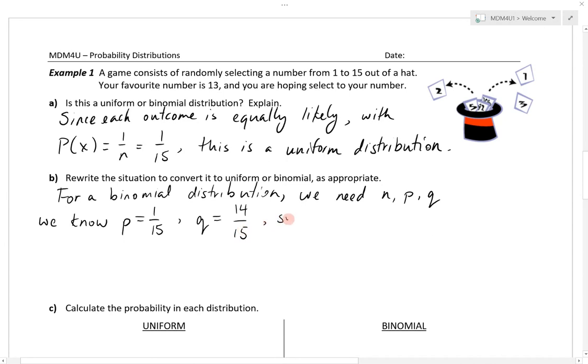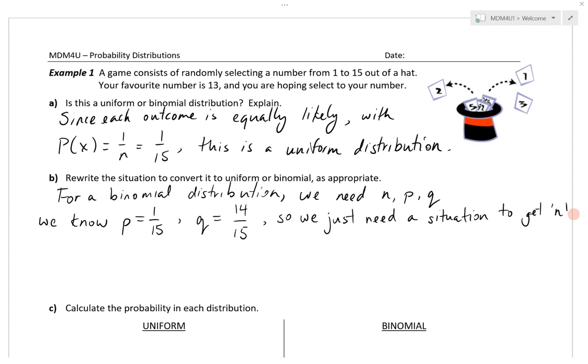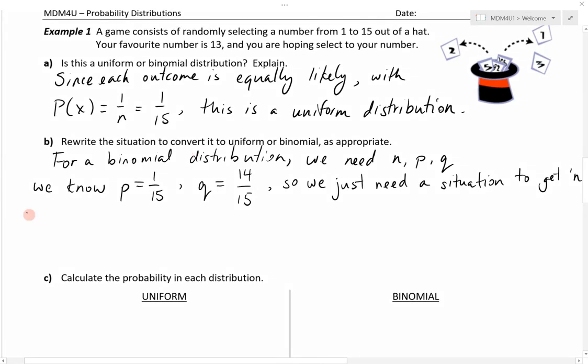So we just need a situation to get n. What is n? n is the number of trials. So maybe we say, instead of one person drawing a number out of a hat, let's say 5 people. For example, 5 people are asked to pick a number from 1 to 15.